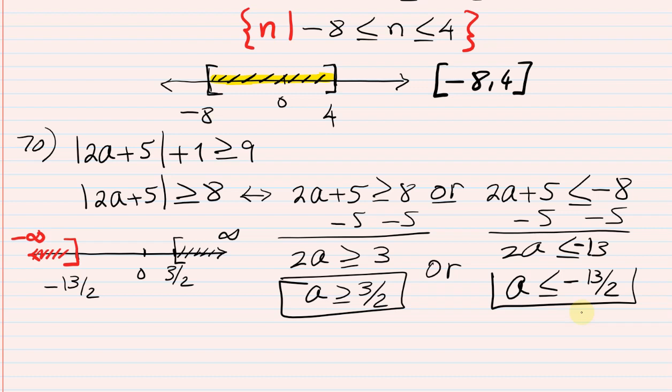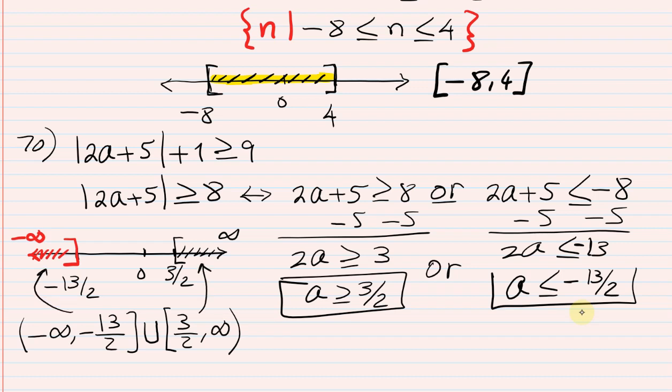Now, this is the graphical notation, and now let's write this in interval notation. In interval notation, I have -infinity, comma -13/2, with a parenthesis on -infinity. Because this is a disjunction, we union it with 3/2, comma, infinity. That would be this segment. The other one is this segment. Okay, and there is the answer to exercise number 70.